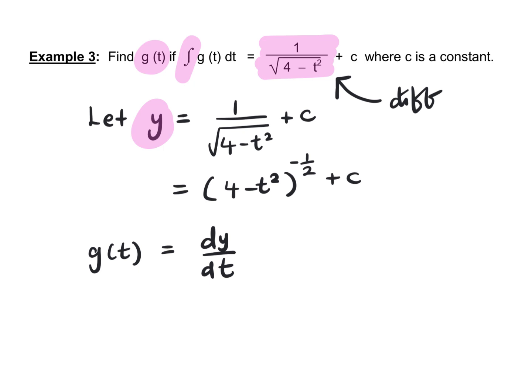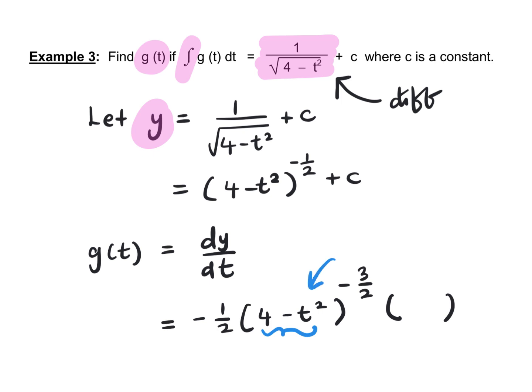Recall, this is just the power rule idea, combined with the composite function. Bring the index to the front, 1 over 2. Copy everything here, and then you need to minus the index by 1. So negative 1 over 2 minus 1 is negative 3 over 2. Copy everything, and then you need to multiply with the differentiation of the inside values. Differentiation of this part will give you negative 2t.